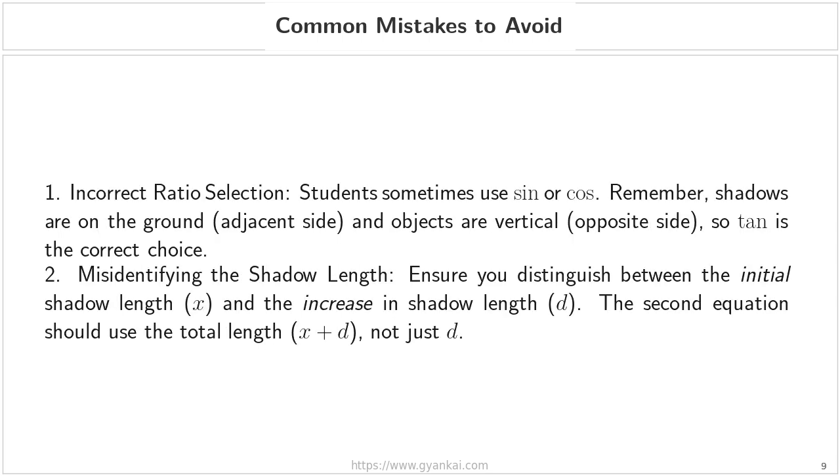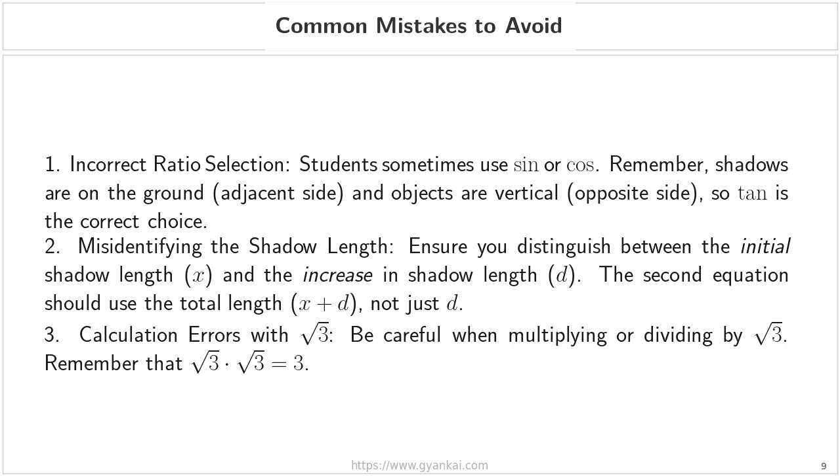Second, be very careful not to misidentify the shadow length. This is a big one. You must distinguish between the initial shadow length, which we called x, and the change in length, which we called d, when you are setting up your second equation, like we did in our example with the pole. Remember that the new length is the total length, which is x plus d, not just the increased d by itself.